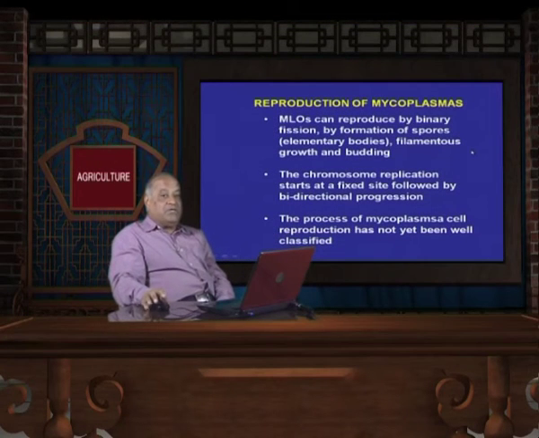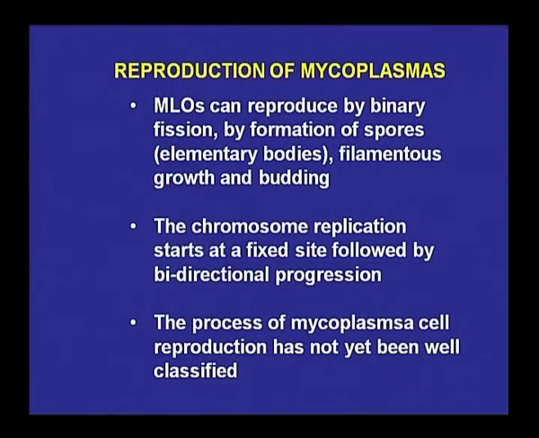Then we come to the reproduction of Mycoplasma, that is, how they reproduce. MLOs can reproduce by binary fission, by formation of spores, elementary bodies, and filamentous growth and budding, as we have seen in case of bacteria. The chromosome replication starts at a fixed site followed by bidirectional progression. The process of Mycoplasma cell reproduction has not yet been well classified.